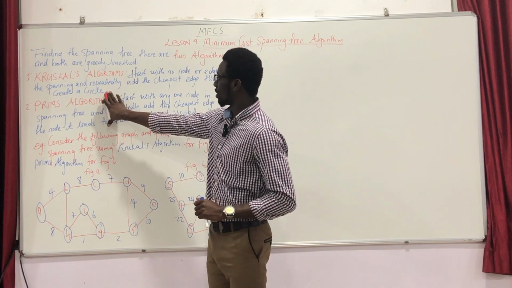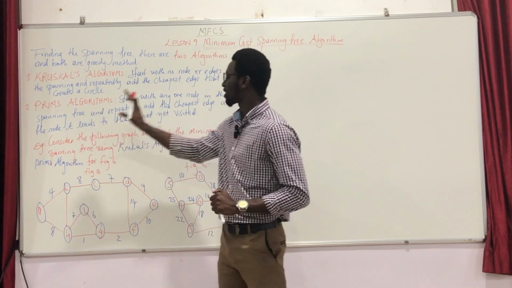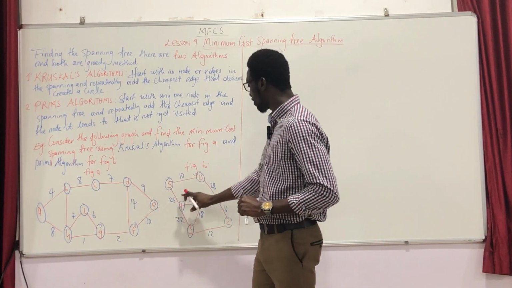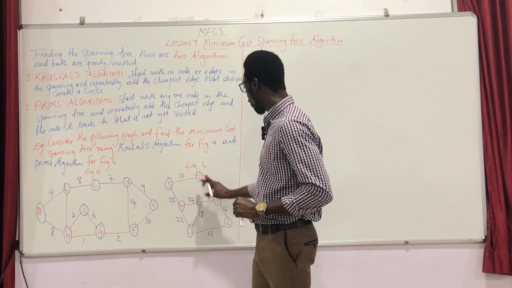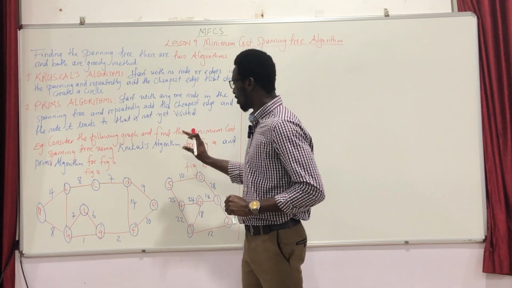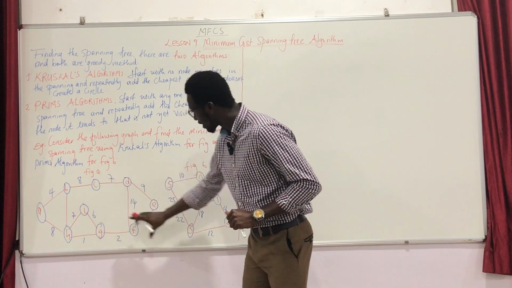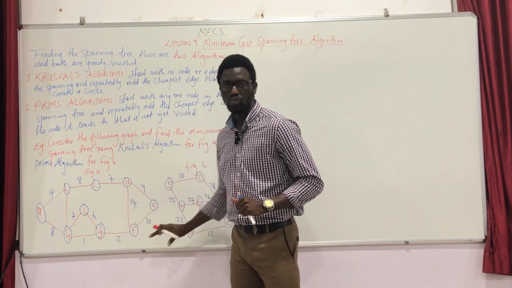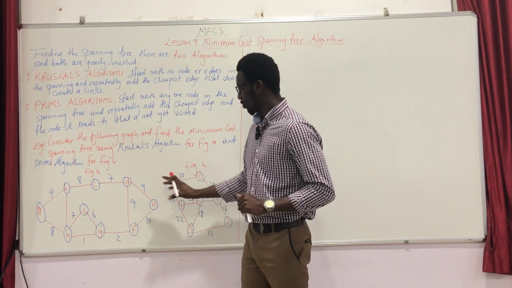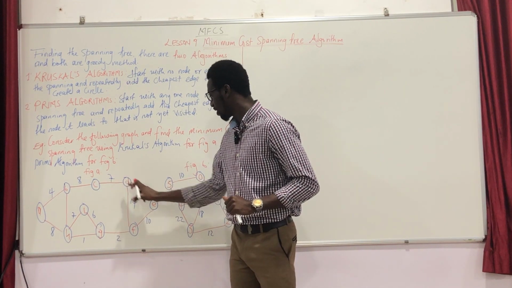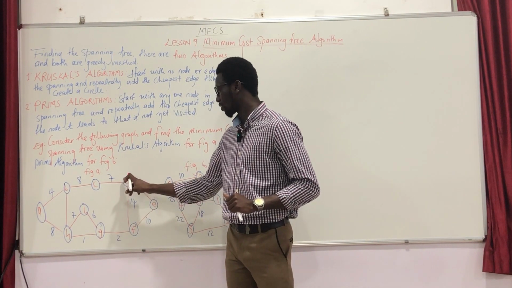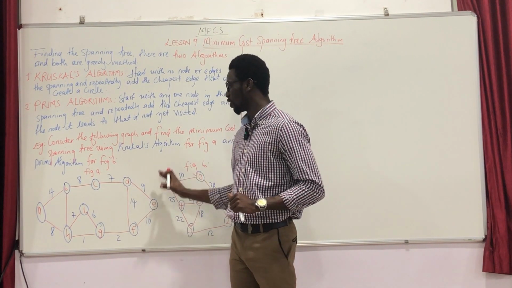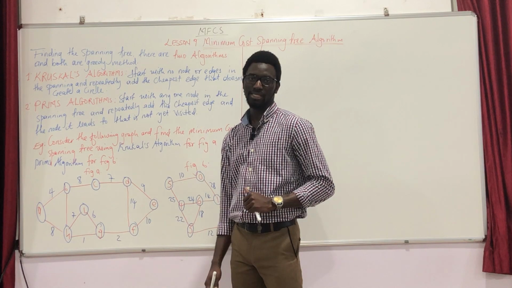For Prim's algorithm, you can start with any one of the nodes. You can start here, here or here. But the similarity it has is that no loop needs to be formed. Like here, if you say D, E, F, and you come back to D, then you form a loop. As soon as you form a loop, we ignore it, because it is not a minimum spanning tree.